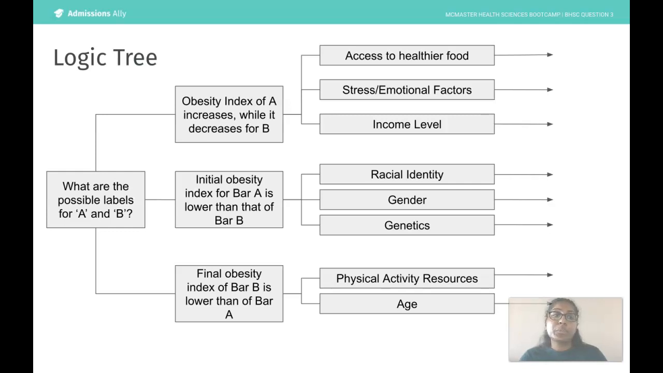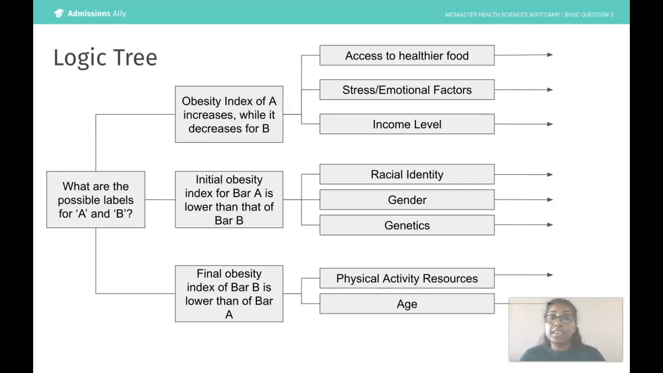So in this case, we started with what are the possible labels for A and B. We noted our 3 key observations that we got from that table that we built. And then we started thinking about, so why is that the case? Why would the obesity index of A increase while it decreases for B? Could it be different income levels as we're moving through the neighborhoods? Could it be stress or emotional factors? Could it be access to healthier food? And we did those same assignings of factors for the other 2 observations.